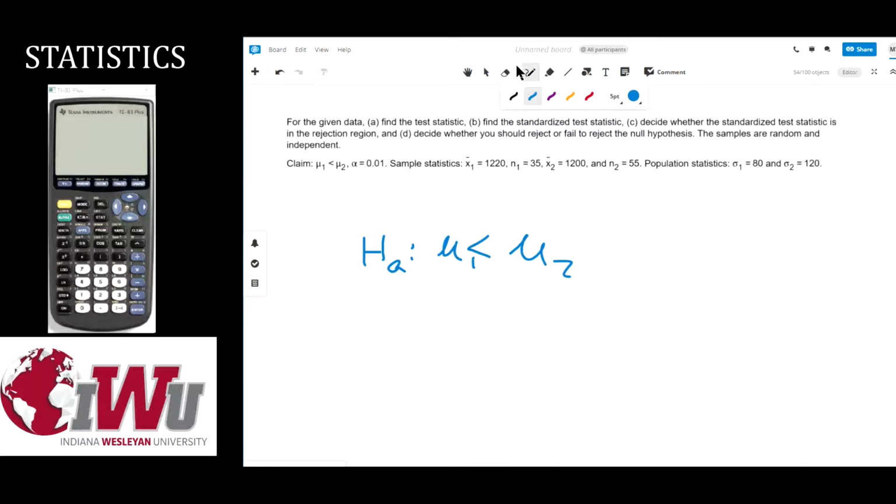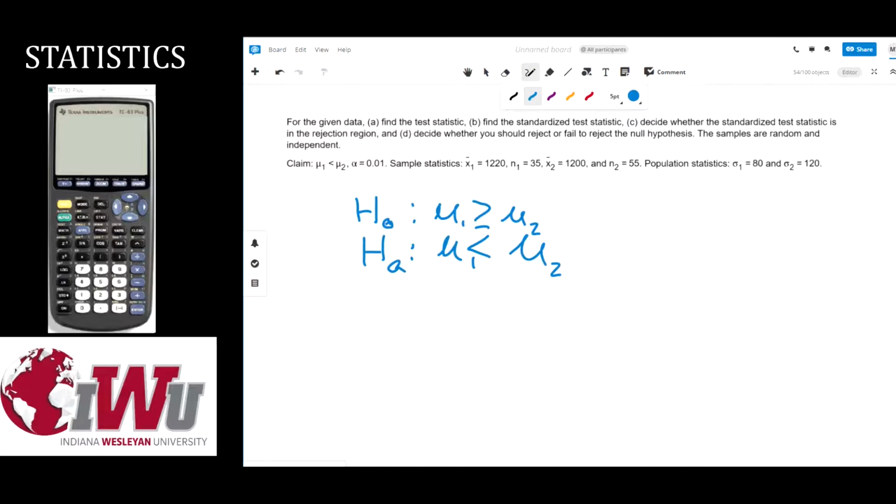We have the first population and the second population, so we're looking at the two population means. That's why we have 1 and 2 there. The claim is our alternative, which means that our null is going to be the opposite of that. Remember, the alternative and null are opposites. So over here we have mu one greater than or equal to mu two. That's our null, and that's our alternative.